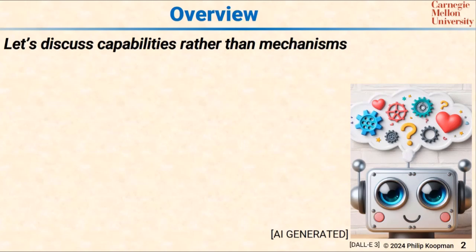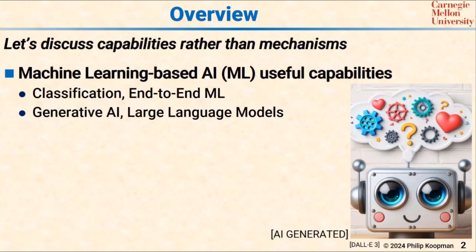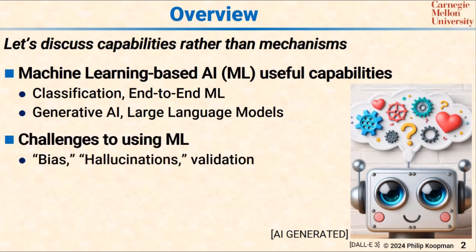And there's a lot more detail we could go into. If it's important, we could do it in Q&A, but we're going to keep it high level to make sure everyone gets the big picture, because there are some really high-level points and trade-offs that people lose track of in the enthusiasm for this technology. So I'm going to talk about machine learning-based AI, useful capabilities. I'm going to categorize them as classification, end-to-end, generative AI, and large language models. I know there's a lot of detail beyond that, but those are the 4 bins that get the point across for our purposes.